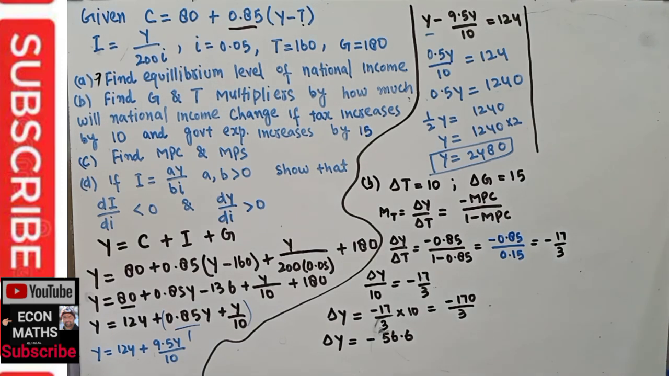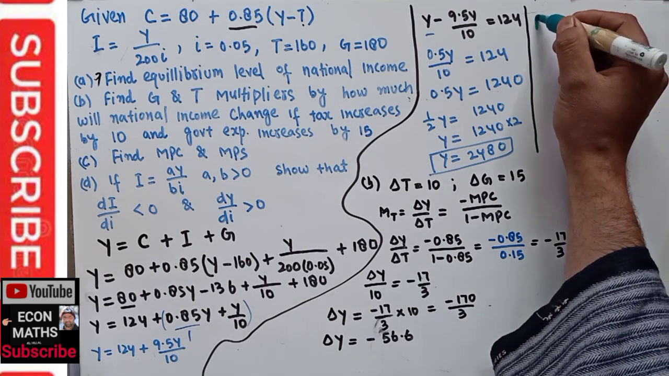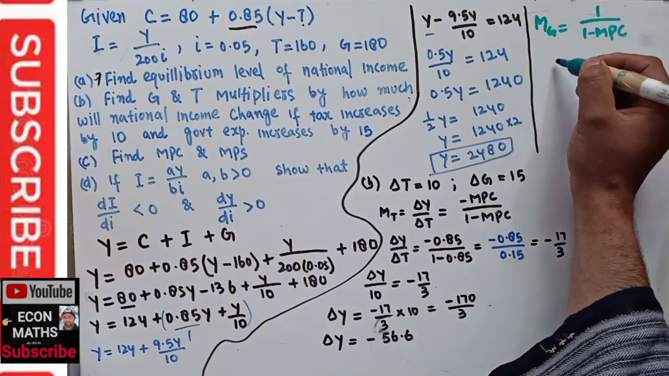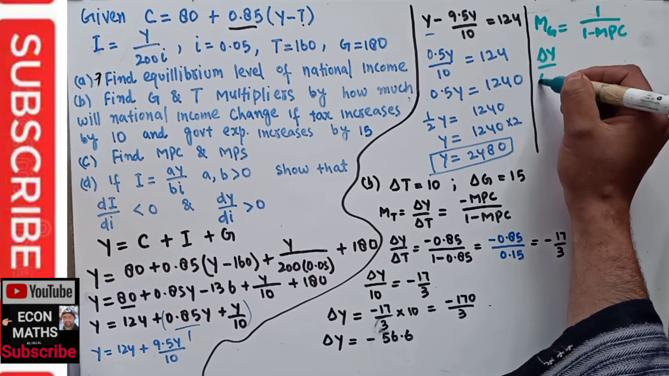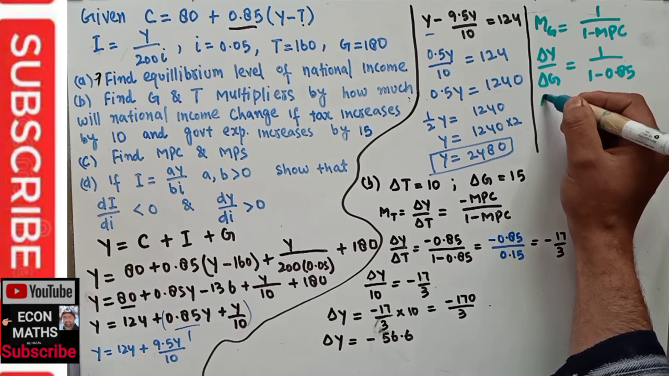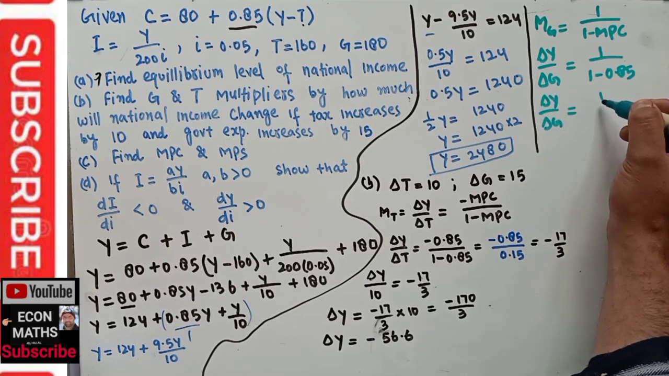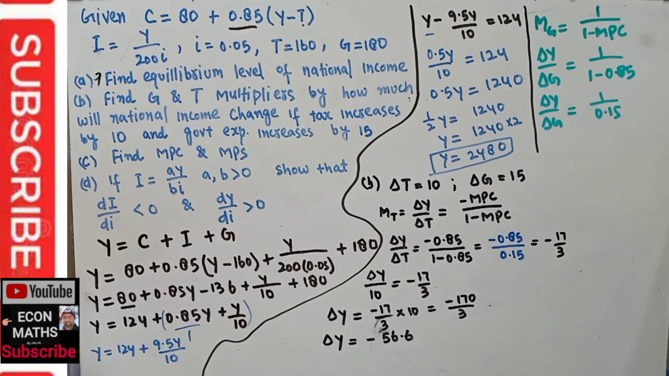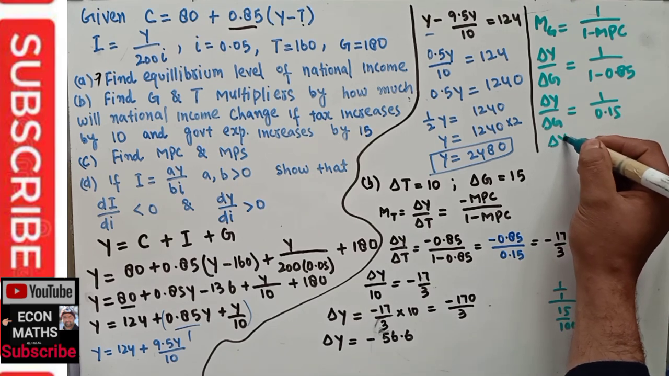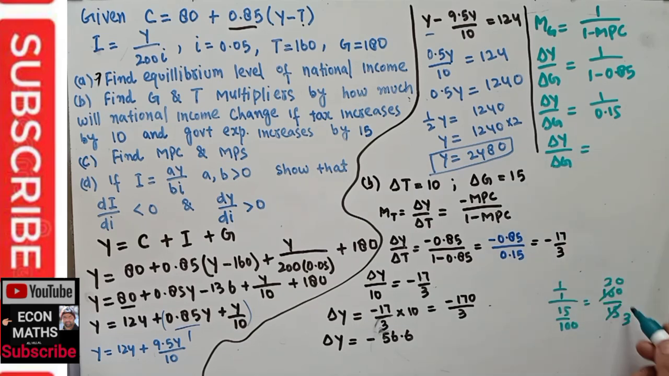Now we need to find out the government expenditure multiplier. Let's denote it by M subscript G. It is given by simply 1 divided by 1 minus MPC. So the change in income with respect to change in government expenditure is 1 divided by 1 minus 0.85. Del Y upon del G will come out to be 1 divided by 0.15. 0.15 can be written as 15 divided by 100, so it will become 100 divided by 15, which is 20 divided by 3. So change in income with respect to change in government expenditure comes out to be 20 divided by 3.